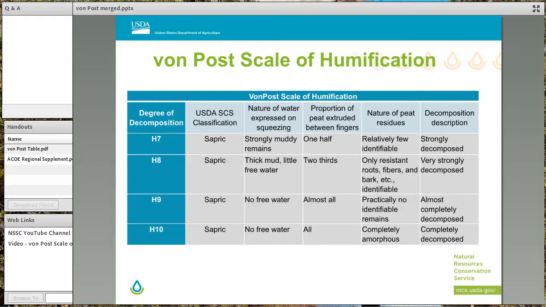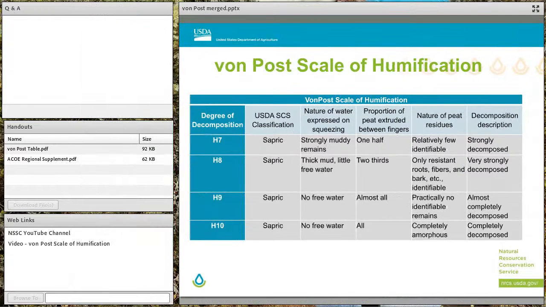That completes my description of the technique to use the von Post method to determine the degree of decomposition of an organic sample. Thank you, and I would like to turn it back to Sean at this time.